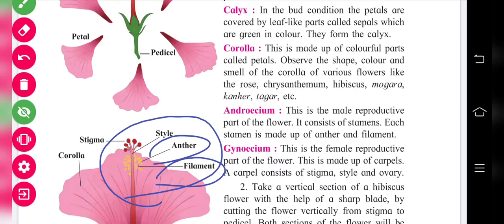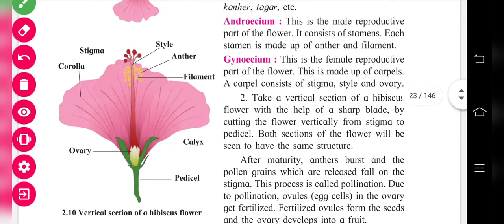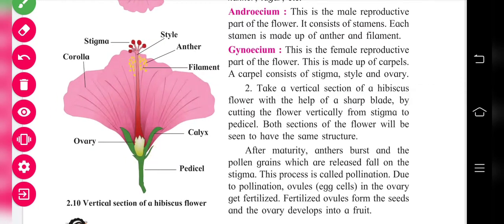Okay, for the flowers, next is the gynoecium. This is the female reproductive part, and androecium is the male reproductive part of the flowers. This is made up of carpels. Carpels consist of stigma, style, and ovary. So carpels consist of stigma, style, and ovary. These are the gynoecium parts. These are the female reproductive parts.